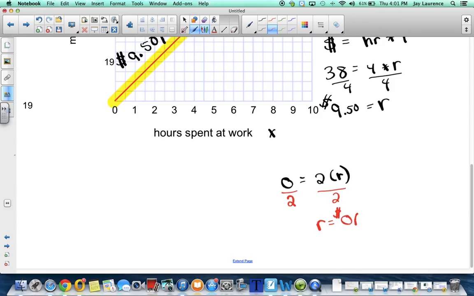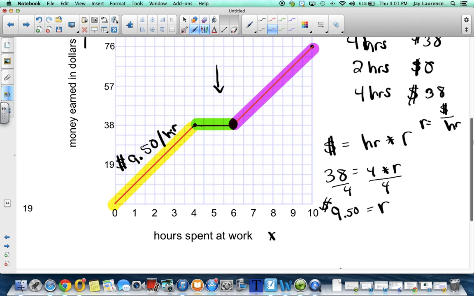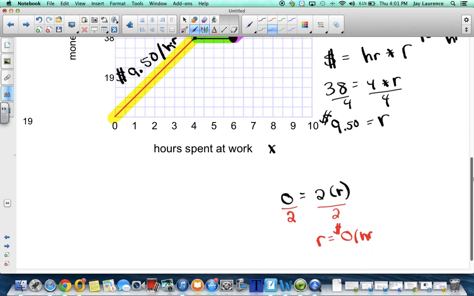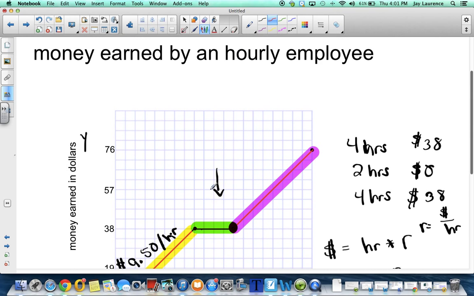$0 per hour. The company's not going to pay you to take a break. I mean, I guess you could have that negotiated contract, but if you're an hourly employee, they won't pay you for your break. All right, so $0 per hour right here.